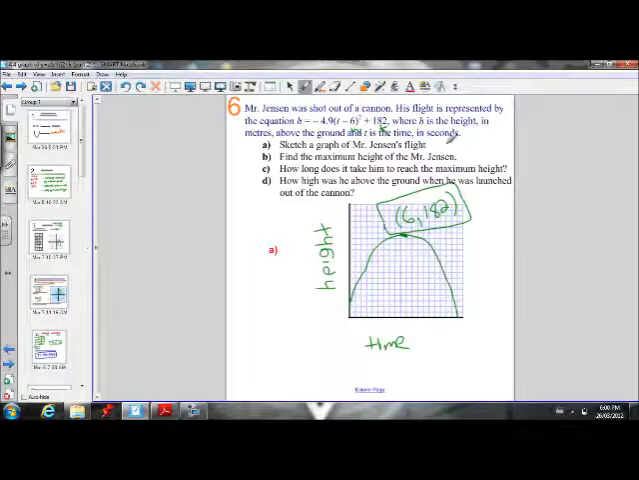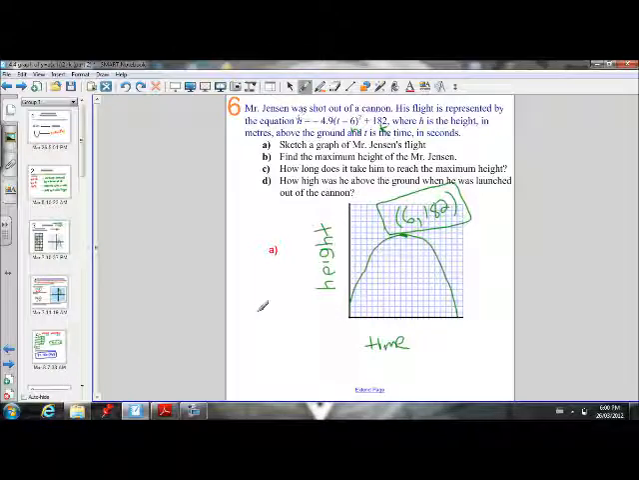The rest of this question, you're going to be interpreting this vertex, okay? So you're going to find the maximum height. You can find it from the values of the vertex in here. How long does it take me to reach my maximum height? You can tell that from the information given there as well. And how high above the ground was I when I was launched out of the cannon? So when I was launched, time was 0. Okay, so you'll have to go through it when time is 0.